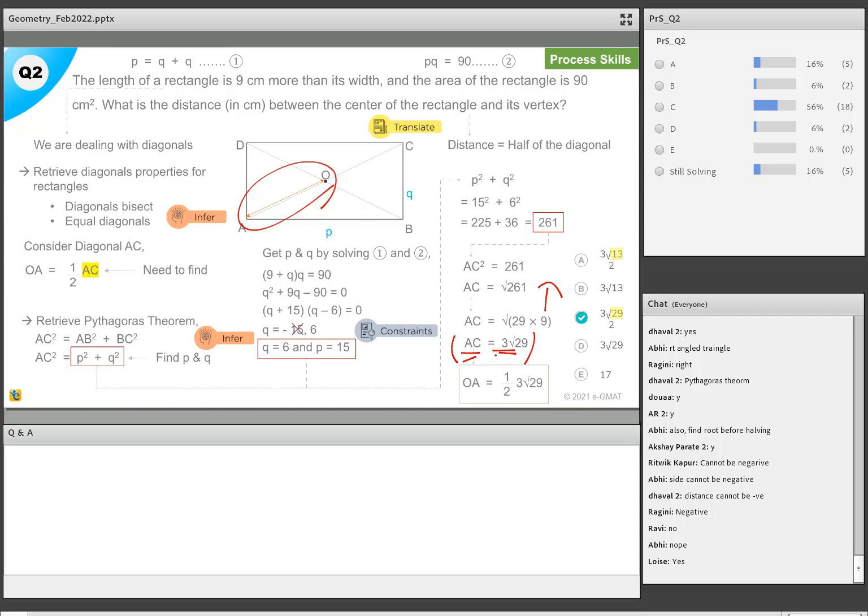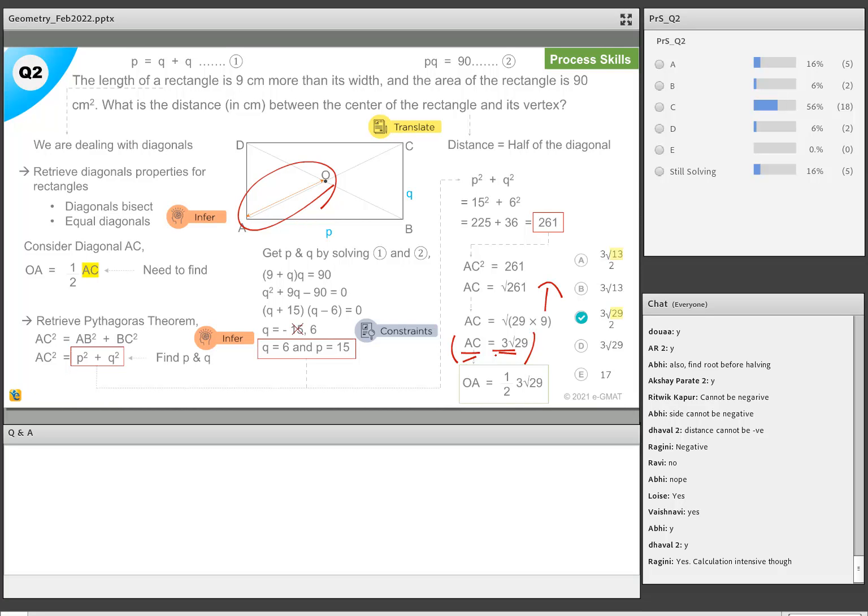Louise says yes, Ragini and others are typing. Vaishnavi says yes, Abhi says yes. Good. If there's any doubt, put it on the Q&A. I'm going to move on. But if there's any doubt here, any of you are still a little on the fence, you're not sure about it, just put it on the Q&A. We'll help you out.